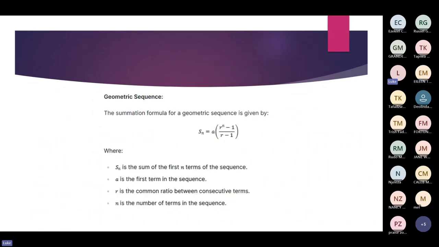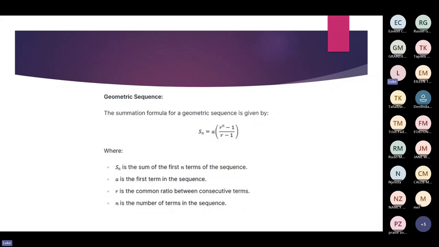Right. Then another formula is the summation of a geometric sequence. So that one was the summation of an arithmetic sequence. Then for a geometric sequence, we are saying Sn is equal to a.